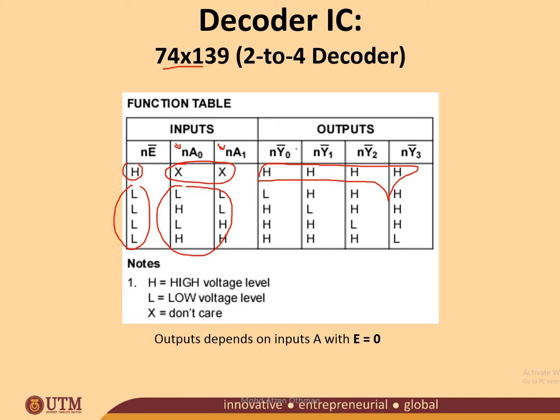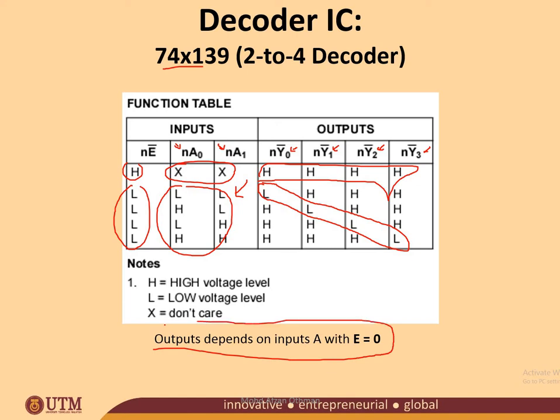Here you see this is the least significant one, Y0, Y1 and Y2. Don't let this fool you. Sometimes you can have a 3 to 0 combination like this, so please read properly. So you will have an output combination of low in these orders with respect to the combination of the inputs. So output depends on input A with enable equal to 0. Enable is 0 because this is an active low enable.